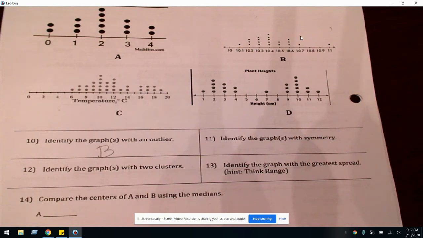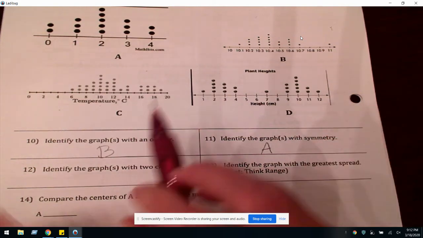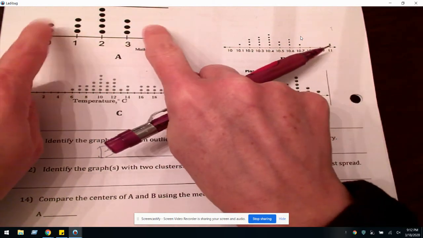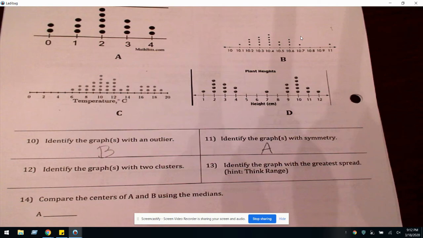Number 11, identify the graphs with symmetry. Symmetry, remember, is where it's kind of like the same on both sides. And A definitely has some symmetry, like these are the same, these are the same. And then we got our middle. So it's a nice little bell curve there.